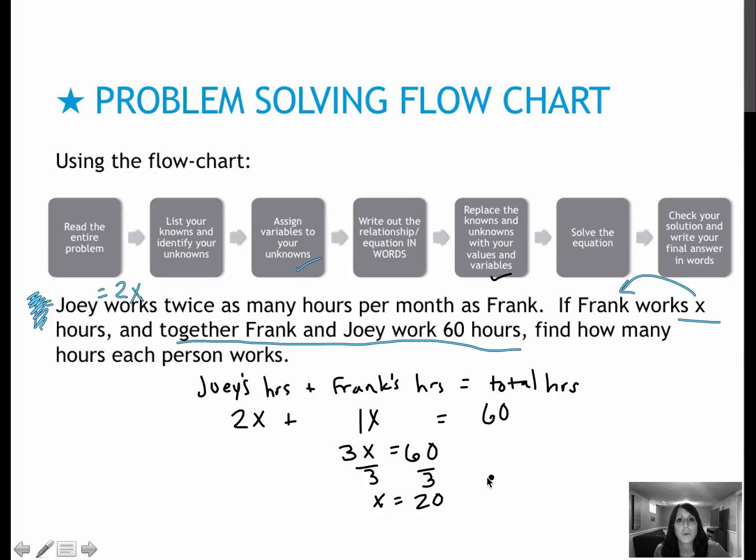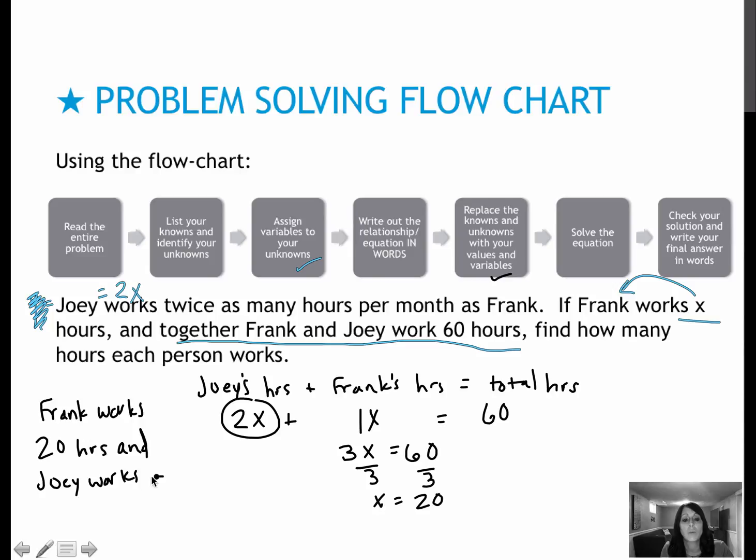Now be very careful. This question asks for two things. How many hours does each person work? Well, Frank works x hours and x is 20. So Frank works 20 hours. And how many hours does Joey work? Well, Joey works 2x, so 2 times 20 would be 40. So Joey works 40 hours.